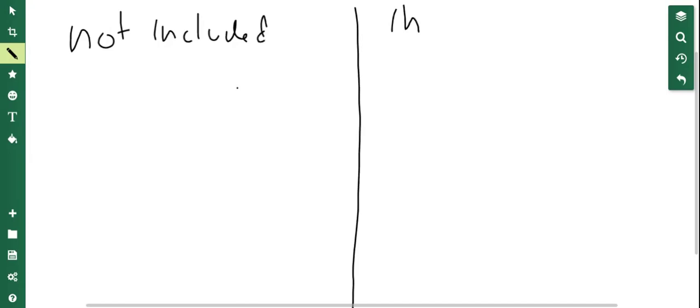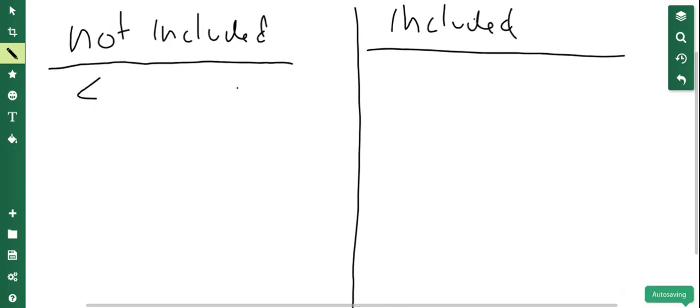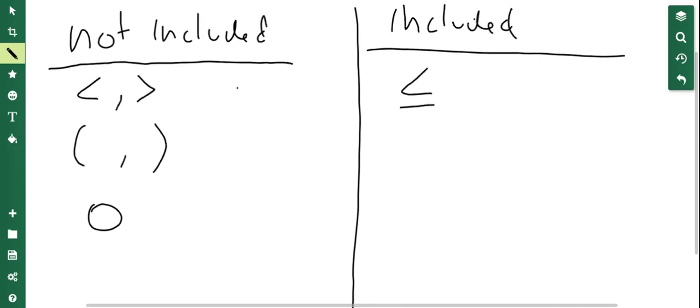Okay. So we have not included, and then we have included. Excuse my handwriting, I'm writing with my finger, but we have not included and included. What that means is we have less than, greater than. And when we're dealing with these inequalities, when we graph them or show them in interval notation, we either use parentheses, or if we were to graph it on a number line, we use an open circle. Now, when it's included, we use this.